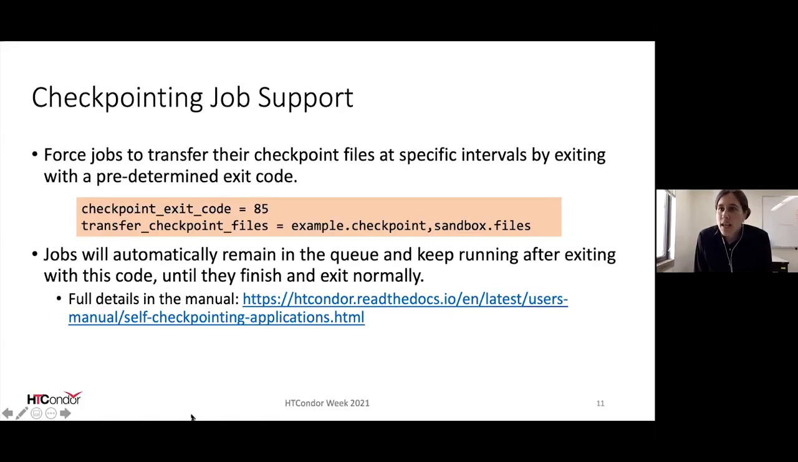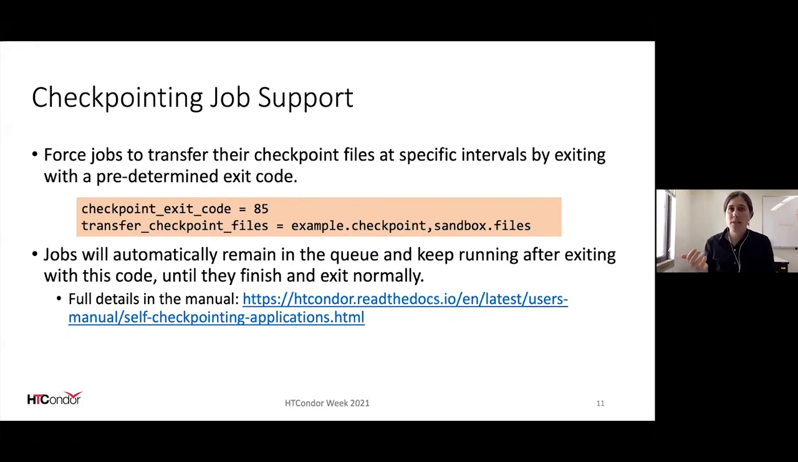So one of the new features is this job attribute called the checkpoint exit code, which can be set to a predetermined number. And if your job or your executable basically periodically writes checkpoints and then exits with the specified code, that triggers that the files you've created, the checkpoint files, will be copied back to your access point, but the job will stay in the queue and keep running.